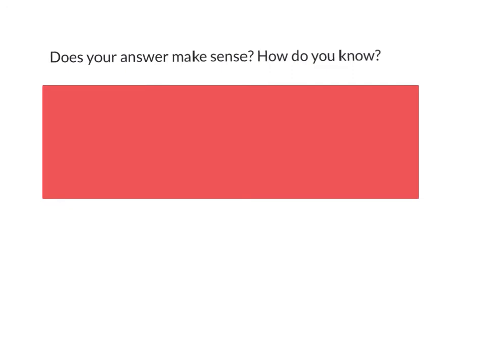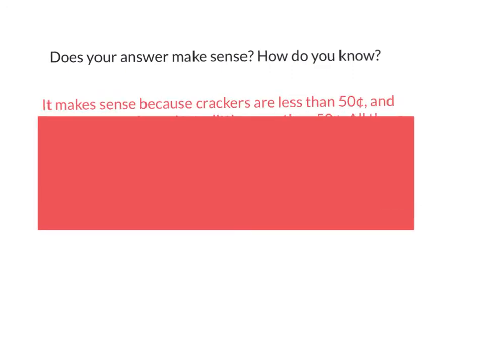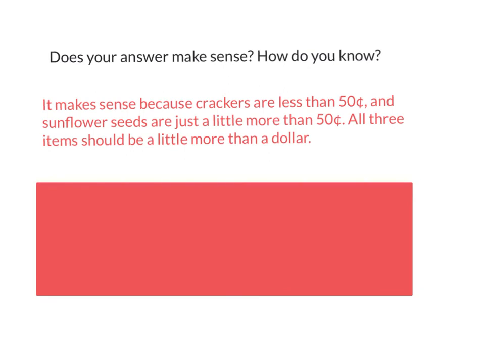Well, I know my answer makes sense because the crackers are less than 50 cents. Those crackers were each 30 cents. So the crackers are less than 50 cents, and the sunflower seeds are just a little more than 50 cents. The sunflower seeds were 60 cents. So all 3 of those items together, 30 plus 60, should be a little more than $1. $1 being 100 cents. And that's what my answer was, just a little bit more than 100 cents. So now I know my answer is correct.